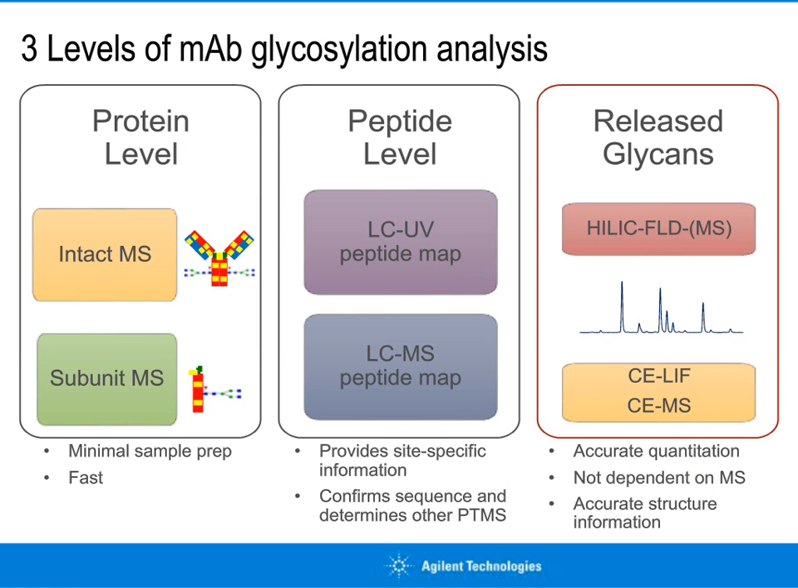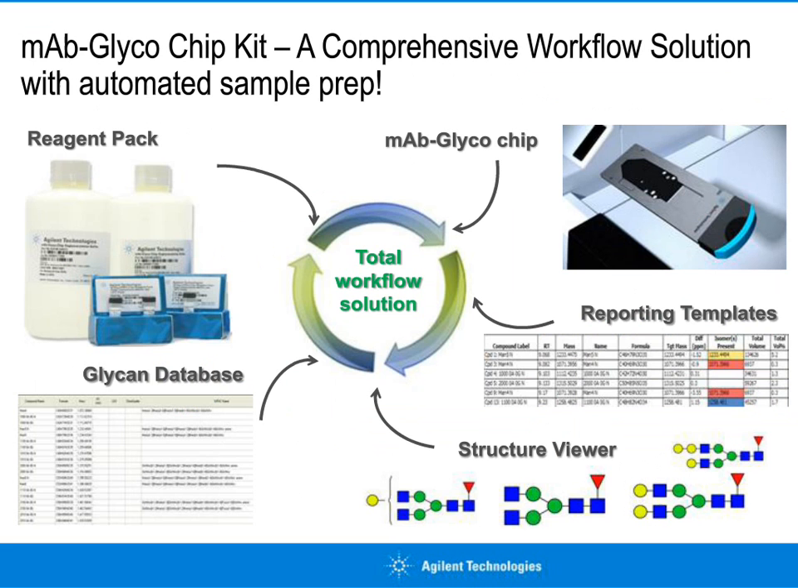In addition to the methods mentioned above, Agilent recently introduced an all-in-one solution based on microfluidic chip technology and mass spectrometry. The reusable MAB glycochip performs online enzymatic release of glycans, as well as sample cleanup, separation, and nanoelectrospray ionization. Coupled with a time-of-flight mass spectrometer, the MAB glycochip solution can be used to generate a glycosylation report from a pure monoclonal antibody sample in as little as 15 minutes.